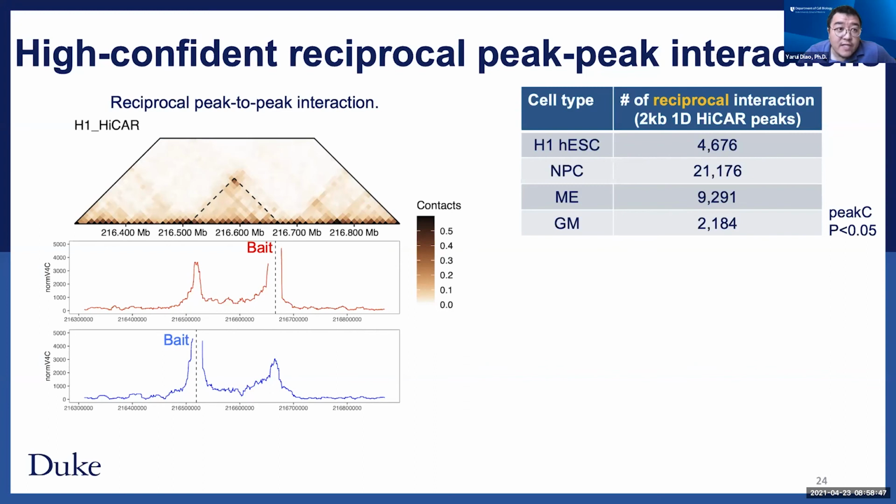And another thing I want to emphasize about virtual 4C analysis is that we can actually identify high-confidence reciprocal peak-peak interaction from the HiCAR data. So I did mention that when we do virtual 4C analysis of HiCAR data, we only took the reads with R2, which is open chromatin and mapped to the bait sequence, and we use peak calling to call significant 4C peaks. That means when we identify a significant 4C peak, we can use another peak as another interacting peak as a bait to do virtual 4C analysis.